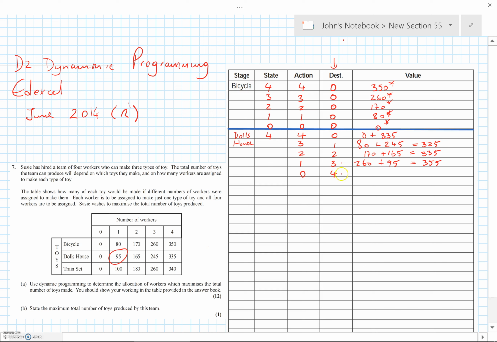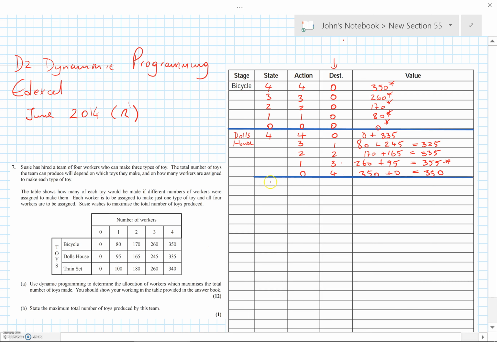And finally, this one's got a destination of 4. That means we're pulling down the state of 4 from before, so 350. But there's actually no action there, no doll's houses are being made, of course. So that's 350. Now we've completed the state of 4 for the stage of doll's houses, and we need to star the optimum one. We're looking to maximize the number of toys made here, so we're starring the 355.